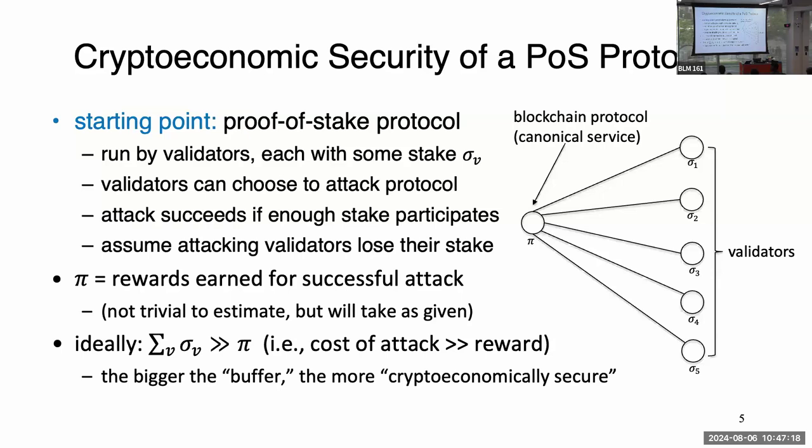And informally, we think of a proof-of-stake protocol as being cryptoeconomically secure if the cost exceeds the benefit. Okay, so if the sum of the sigmas, that's the lost stake, is bigger than the reward pi of carrying out the attack. Okay, obviously, the bigger the gap between these two quantities, the better. Okay, the bigger the buffer, in some sense, the more cryptoeconomically secure the protocol is.